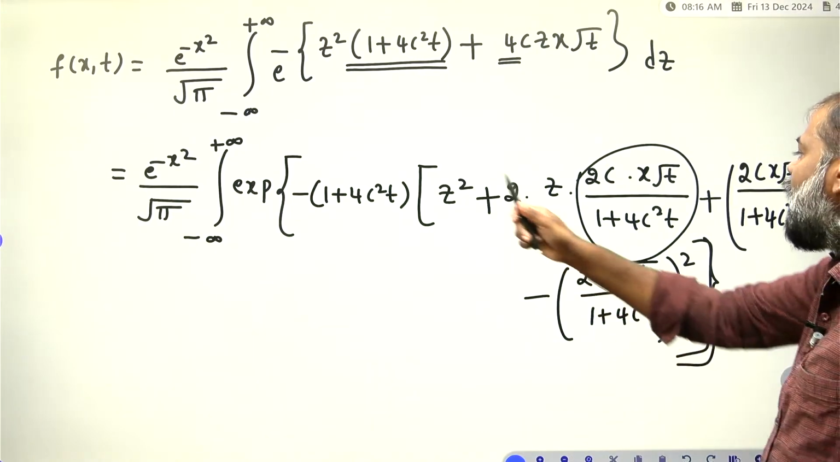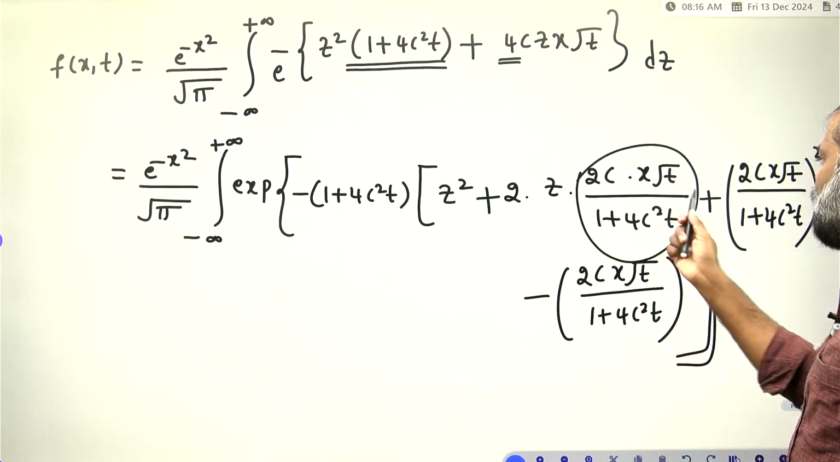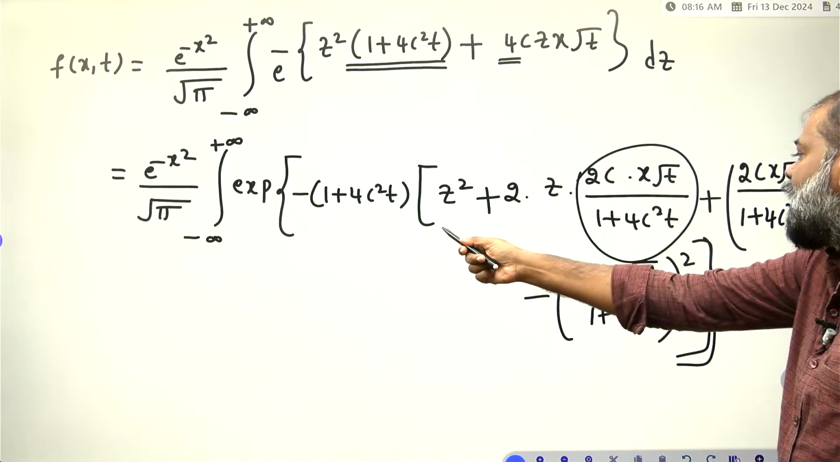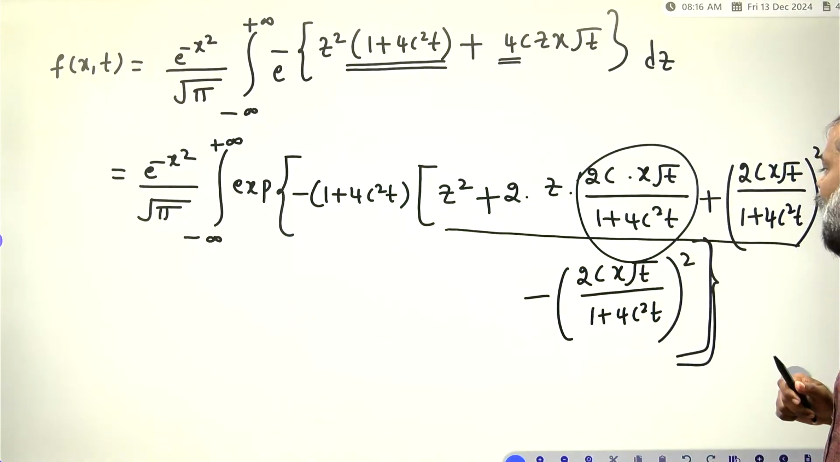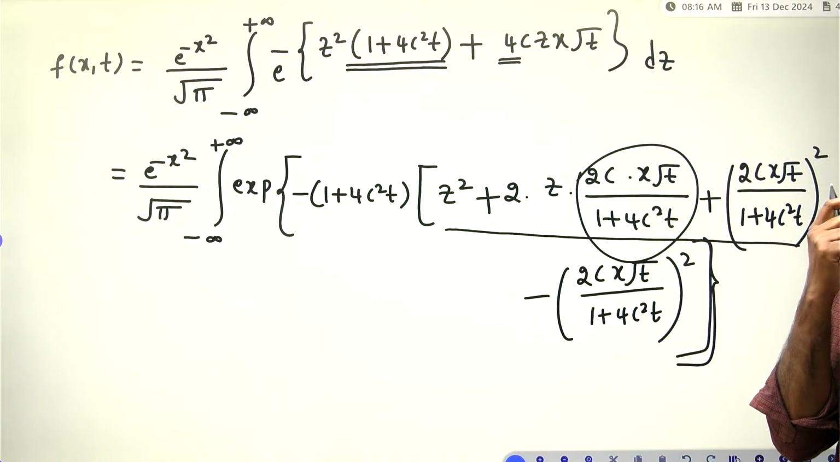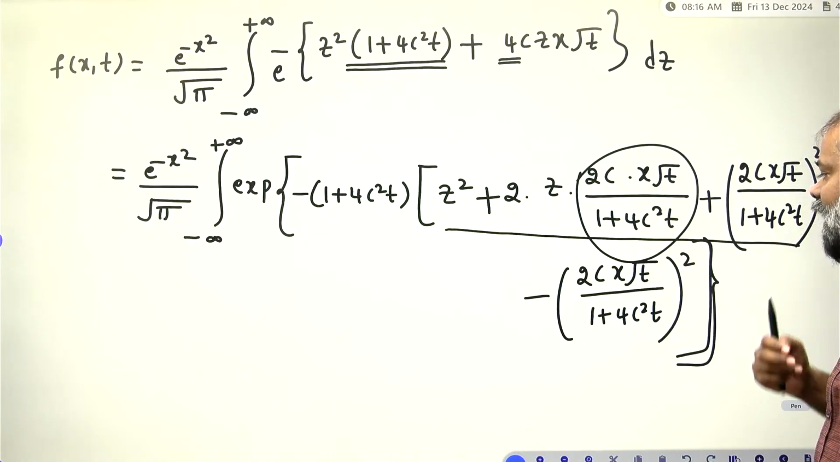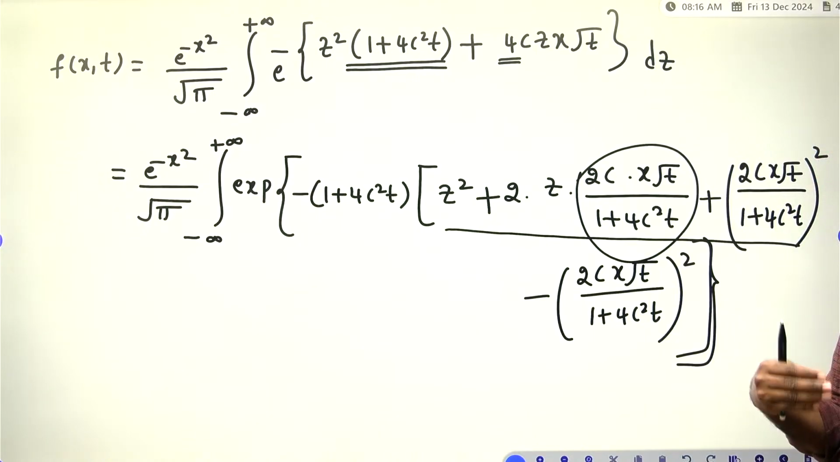Once you see a square plus 2ab plus b square, this entire thing I have to write as (a plus b) square. Like that I have to take. Clear? So for this we have to adjust that.